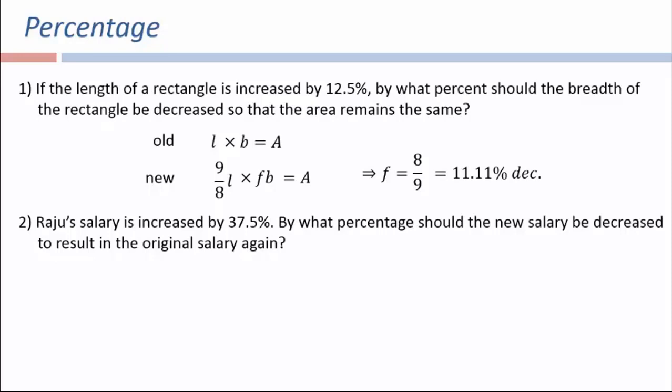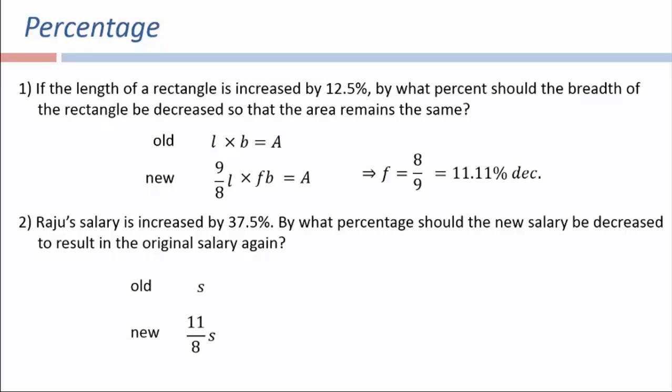Now moving on to the next question. Raju's salary is increased by 37.5%. If the old salary of Raju was S, now it has increased by 37.5%. So fraction equivalence for 37.5% is 3 by 8 and an increase of 3 by 8 means 3 by 8 plus 1, that is 11 by 8. So the new salary has become 11 by 8S.